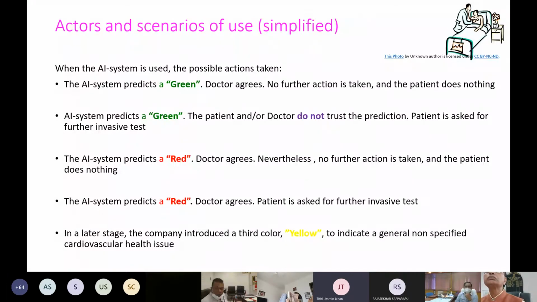As we were doing the inspection process, based on our suggestion, the team also added a third color, yellow, that indicates general non-specified cardiovascular health issues. So it's not sure.